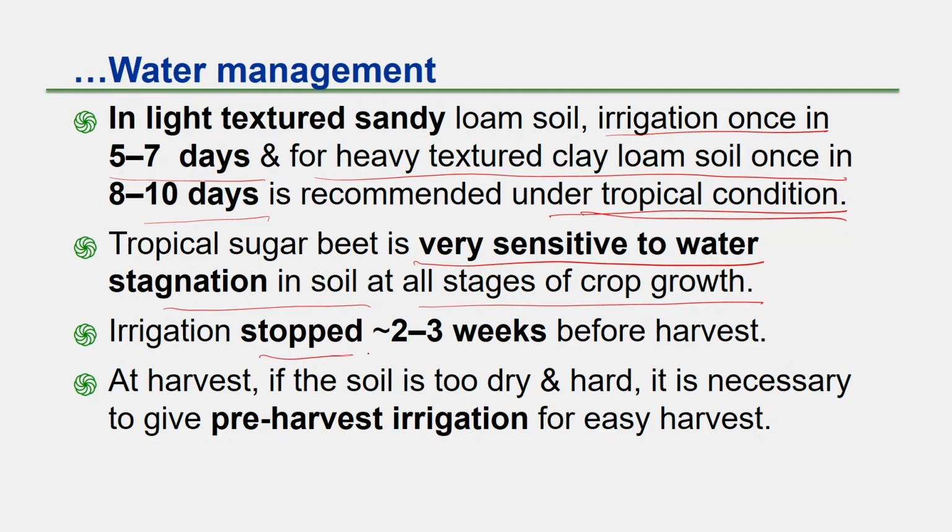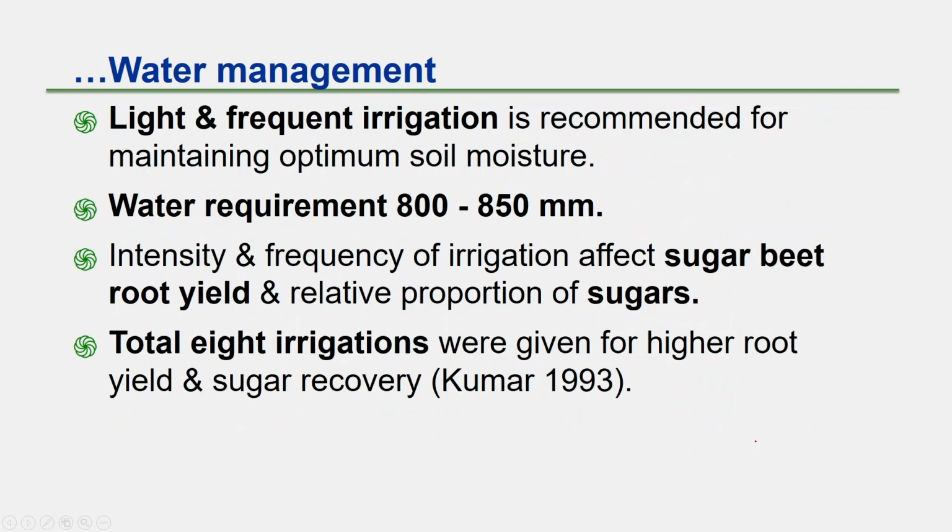Irrigation is stopped about 2 to 3 weeks before harvesting of the crop. At harvest, if the soil is too dry and hard, it is necessary to give pre-harvest irrigation for easy harvest. Light and frequent irrigation is recommended for maintaining optimum soil moisture. Do not apply irrigation water in excess, that can be harmful. So, water requirement overall is 800 to 850 millimeter for sugar beet crop.